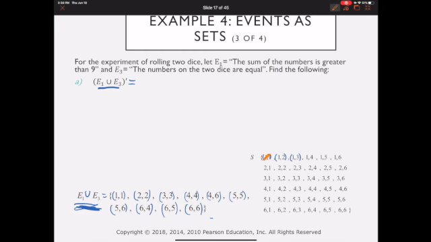So (1, 1) is in E1 union E3, so it won't be in my complement. (2, 2), (3, 3), (4, 4), (5, 5), (6, 6), and then all the points here, (6, 4), (4, 6), (6, 5), and (6, 6). So E1 union E3 complement is all the elements I have not crossed out. And I'm not going to rewrite that set because it would take a very long time. This is our new set.